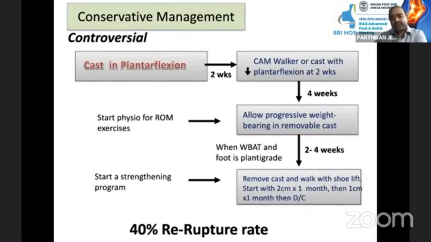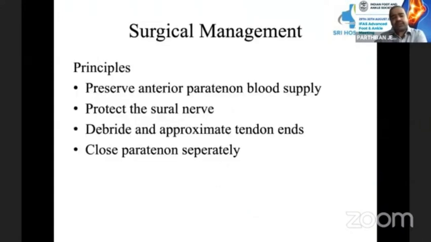Cast in plantar flexion for 2 weeks, and then a cam walker or a cast with a little decrease in the plantar flexion at 2 weeks, and that is kept for 4 weeks. And allow progressive weight bearing in a removable cast, and that is for another 2 to 4 weeks. And after that, you remove the cast and walk with a shoe lift. Start with 2 centimeters for 1 month, and then 1 centimeter for 1 month, and then discard that. But a 40% re-rupture rate is possible in this.